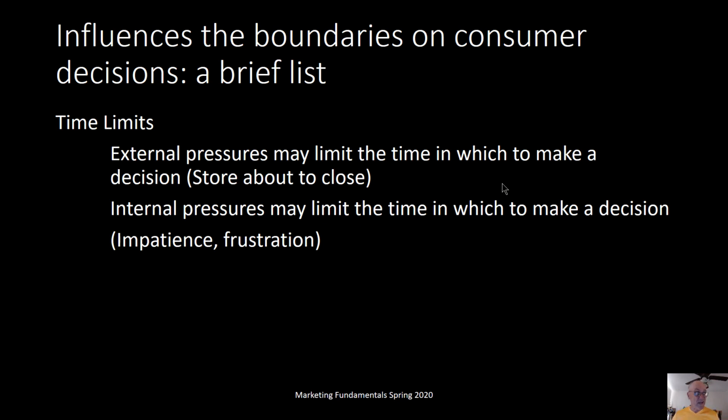External pressures, time limits, may limit how much time you have to make a decision. The store may be about to close. The restaurant may be about to shut down. You may have pressure from children to buy or not buy something. There may be other people influencing what you have to say. Internal pressures, i.e. you may get impatient with the process yourself. It may be something where you've already worn yourself out and you just want this over, for example.